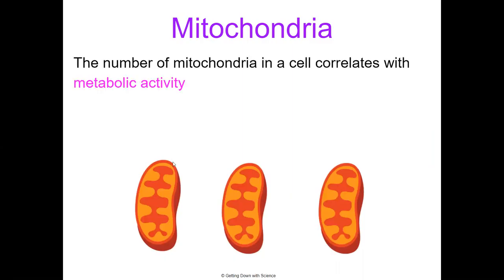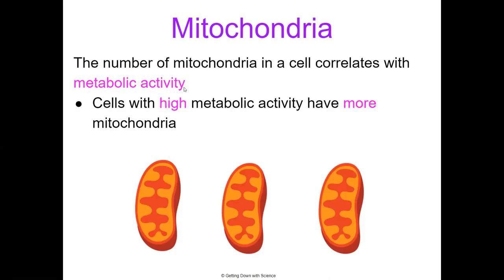Okay. So the number of mitochondria correlates to the metabolic activity. Skeletal muscle is going to have a lot more mitochondria than say your spleen, because it has more activity. So the higher the metabolic activity, the more mitochondria they're going to have.